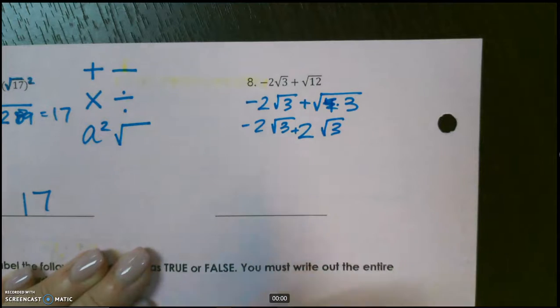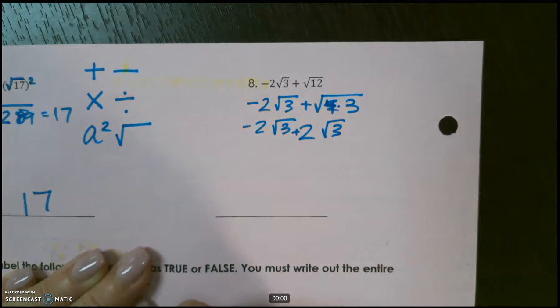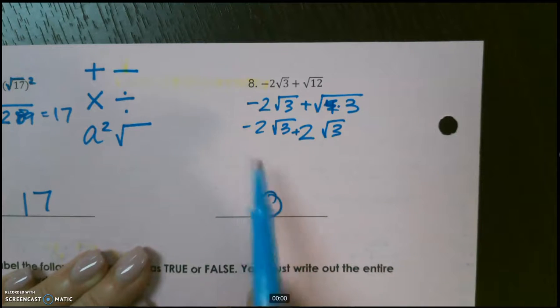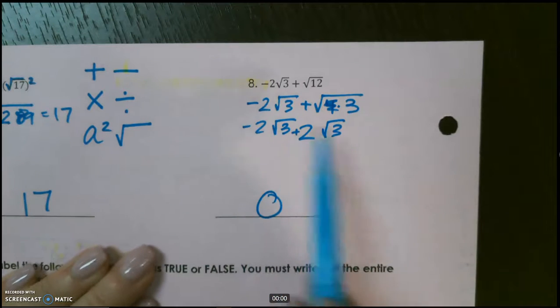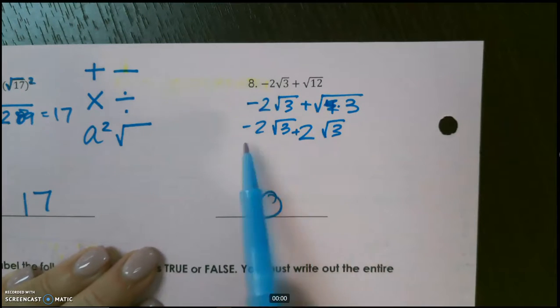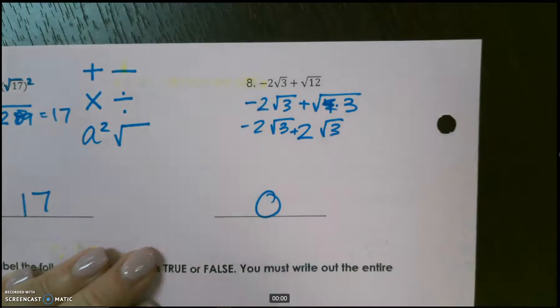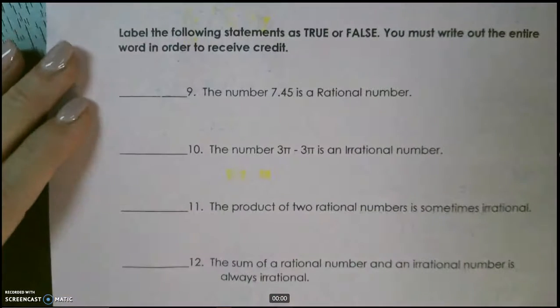Well, guys, -2 plus 2. -2 plus 2, that is nothing. 0 is your answer. These cancel each other out. This is the negative version of the number. That's the positive version of the number. Therefore, they are canceled.